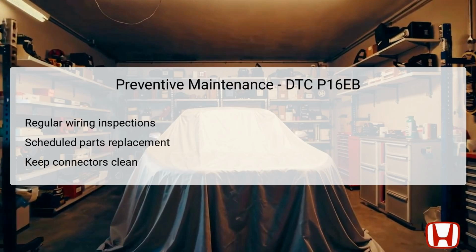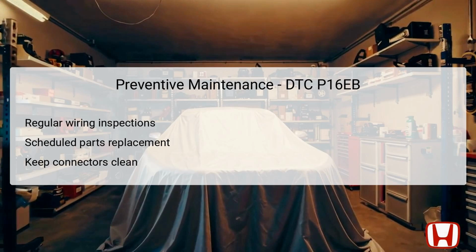Preventive maintenance plays a crucial role in avoiding future occurrences of P16EB and ensuring overall system reliability. Regular inspections of wiring and connections associated with the active exhaust valve actuator can drastically reduce the likelihood of communication failures. You should adopt a schedule for parts replacement based on manufacturer recommendations, especially for components prone to wear and tear. Furthermore, maintaining clean connectors can minimize corrosion risks, ensuring a strong connection across all electrical circuits.